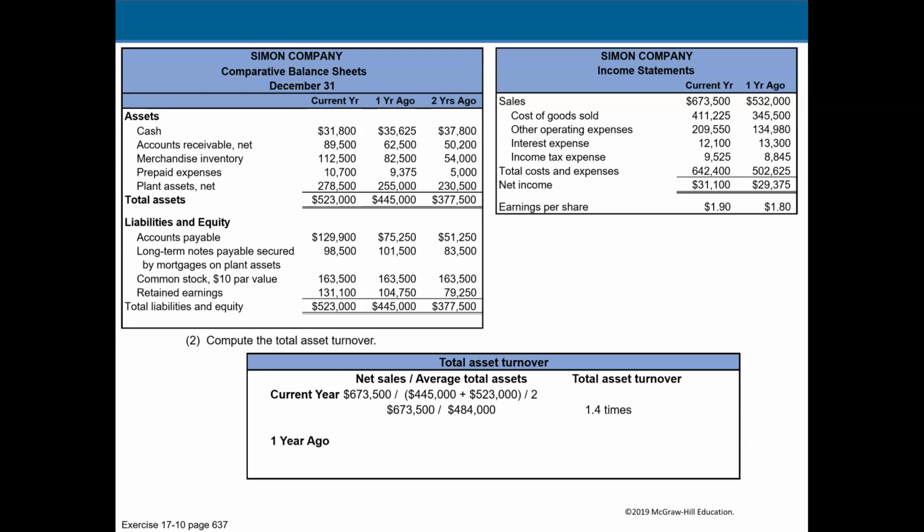Their total asset turnover is net sales of $673.5 divided by average total assets, which would be the 445 plus the 532 and divide by 2. And you get an asset turnover of 1.4 times. And then the previous year would be sales of 532 divided by 377.5 and 445. And that's 1.3 times.